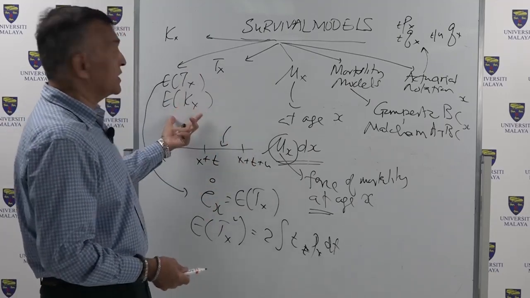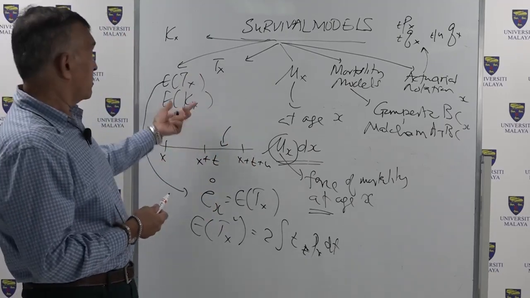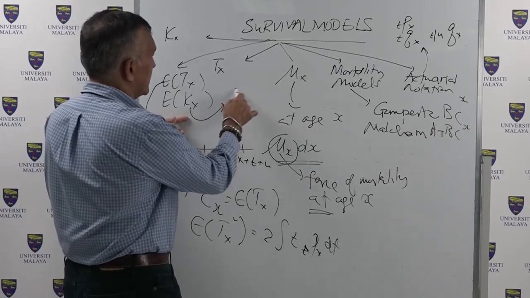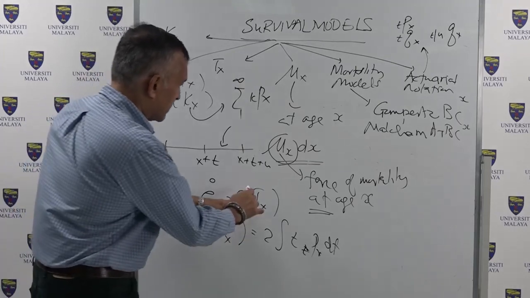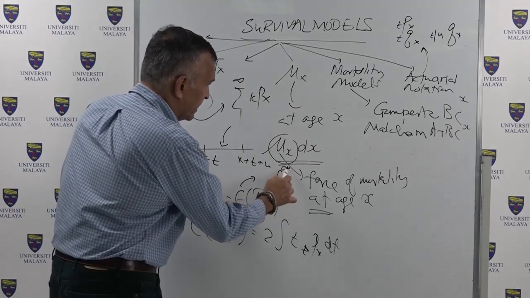Great. We can also do the same for Kx. We have an expected value for Kx, which is the summation of KPX from 1 to infinity. The expected value of Tx will be the integral from 0 to infinity of TPX.